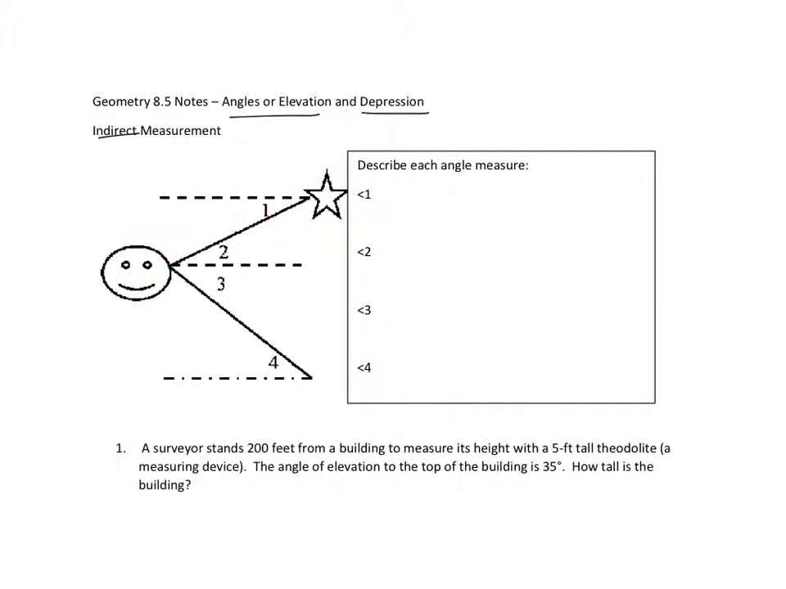smiley face. The smiley face is looking down at the heart, and the heart is looking up at the smiley face. So if we're going to describe angle 1 right here, angle 1 is called an angle of depression. It's going down. Angle 1 is looking down with respect to the parallel line. So it's the star looking down at the smiley face. So it's an angle of depression from star to smiley face.